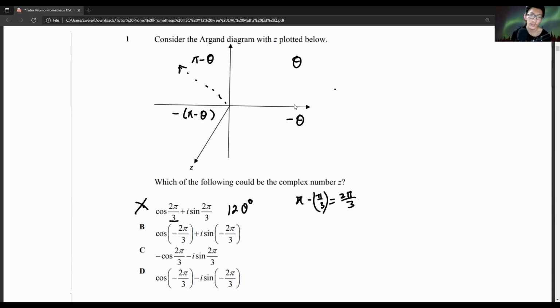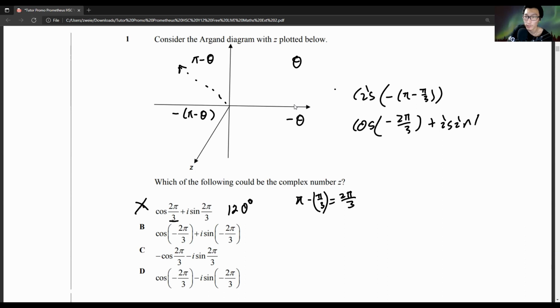Now, moving on to the next solution, we have cos negative 2 pi on 3 plus i sine negative 2 pi on 3. This is possible. Our option B is possible. Why? Because it is in the third quadrant. So we will have cis in the form of cis theta. What we have is negative and then pi minus pi on 3. If pi on 3 was the acute angle, then this is possible. What we have is just cos negative 2 pi on 3 plus i sine negative 2 pi on 3. B is possible, so let's keep it here and look at C and D.